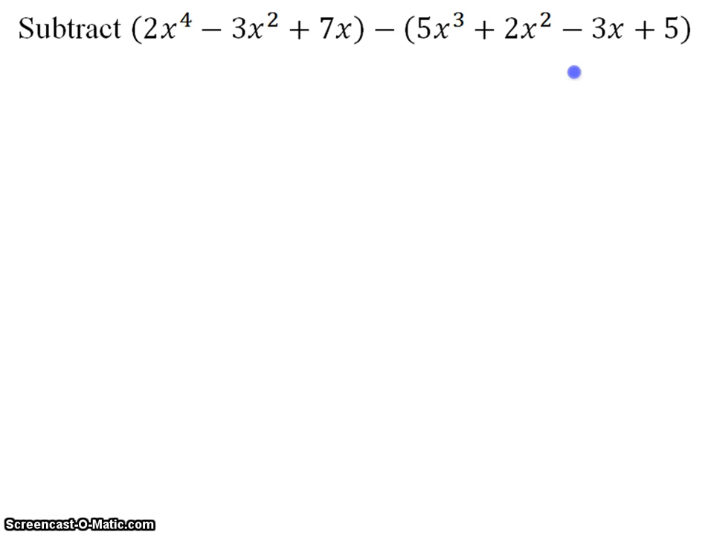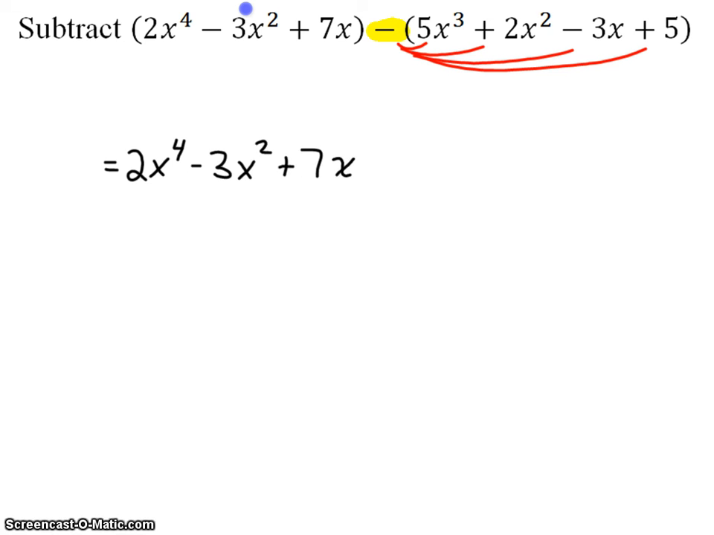Now what happens here is this negative sign gets distributed. So this negative sign right here will be distributed in each of those terms. So it will change the sign of all those terms. So we can bring this down. We can drop the parentheses in the first polynomial. And now we just write each of those other 4 terms but with opposite signs. So minus 5x cubed minus 2x squared plus 3x minus 5.